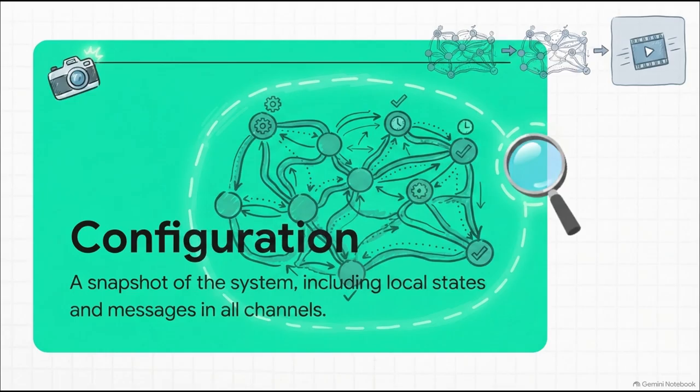Just one tiny computational step by a single node shifts the whole system into a brand new configuration. String all those configurations together, and boom, you've got an execution. Basically a full-length movie of your system's behavior.